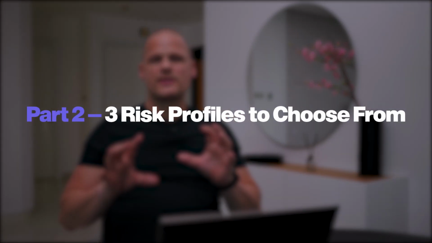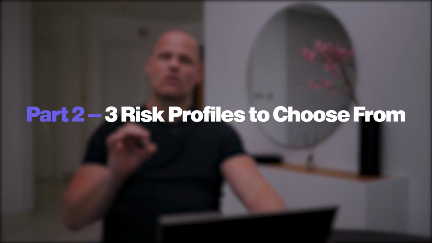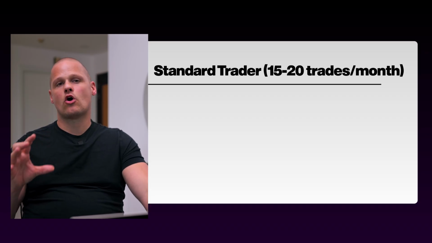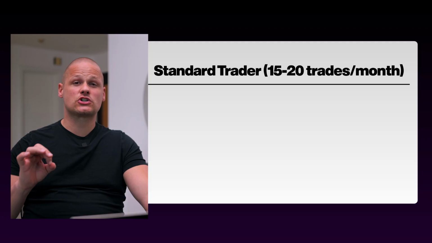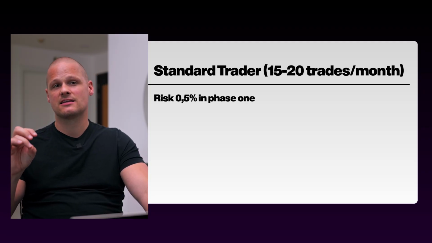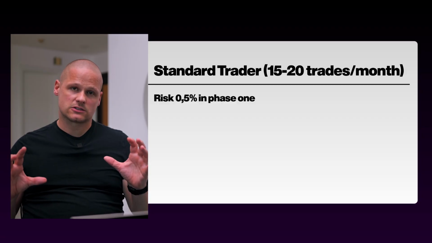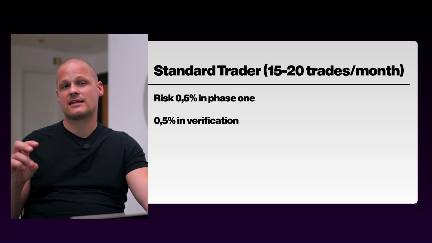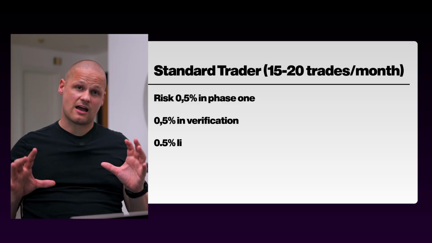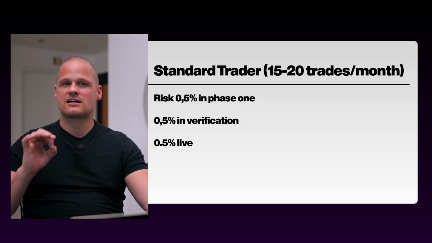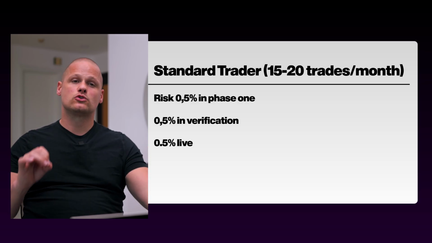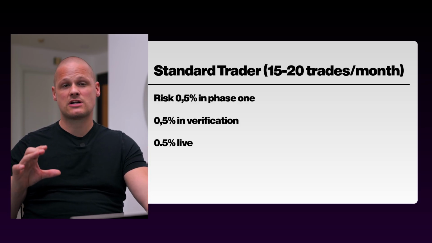Let's break down 3 different styles based on how you trade. The standard trader can open 10 to 15 trades per month, risking 0.5% per trade in phase 1, also 0.5% per trade in the verification phase, and 0.5% per trade in live. This is quite a chill and calculated approach, and it gives you enough breathing room to stay under the drawdown limits.